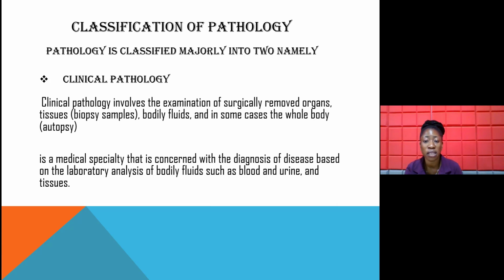So clinical pathology involves examination of surgically removed organs, tissues, bodily fluids, and in some cases even the whole body. I've been hearing of autopsy, autopsy, autopsy. So when we hear of this, it has to do with clinical pathology. It's a medical specialty that is concerned with the diagnosis of disease based on laboratory analysis of bodily fluids like blood, urine, tissues, and even the whole body. So when we hear of clinical pathology, it does not mean it's only autopsy. Anything that is surgically removed from the body, and even the body fluids, it can be blood, it can be urine.